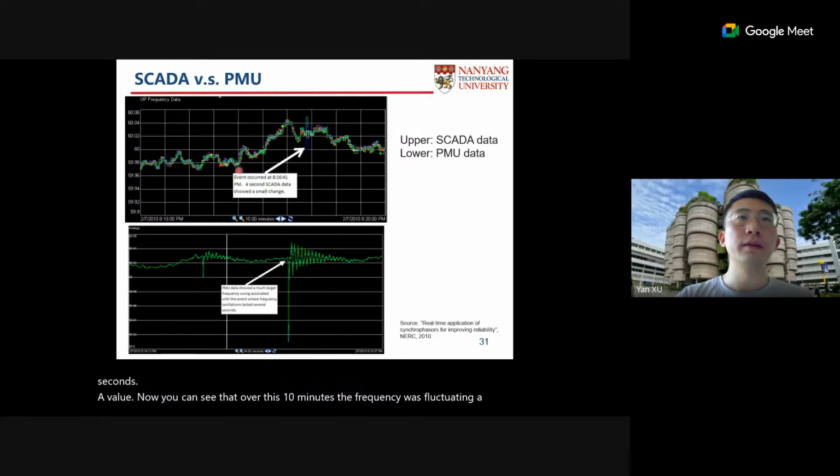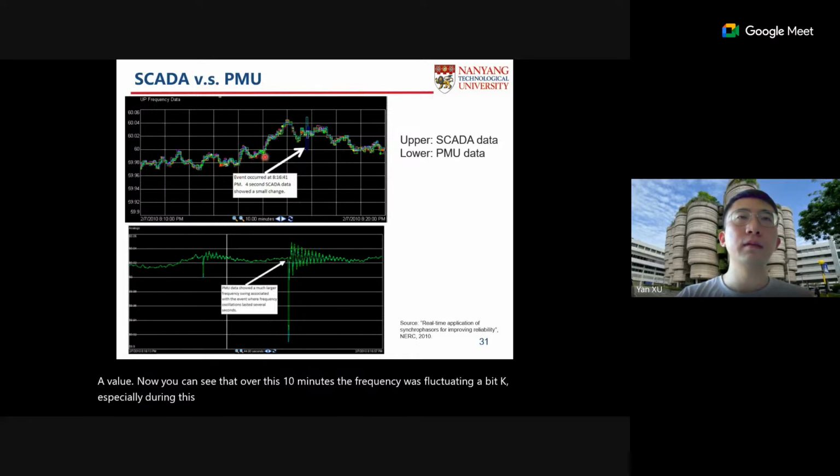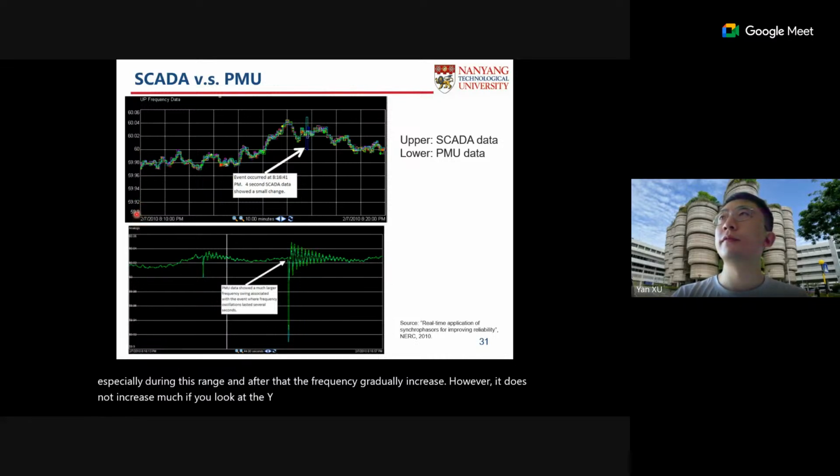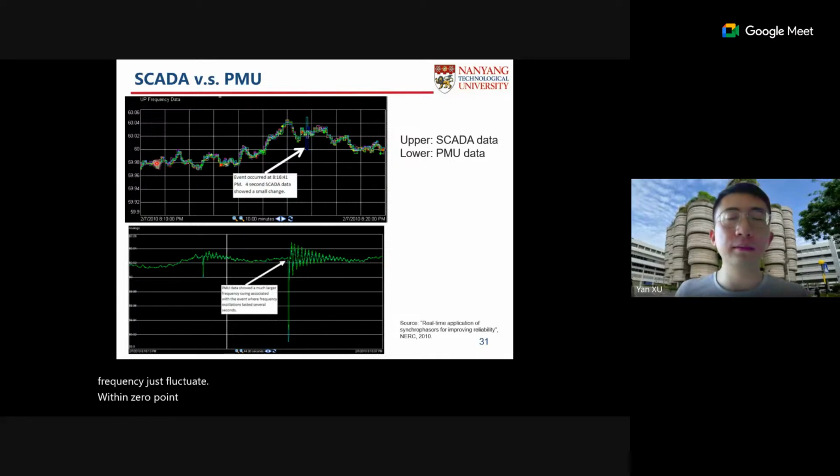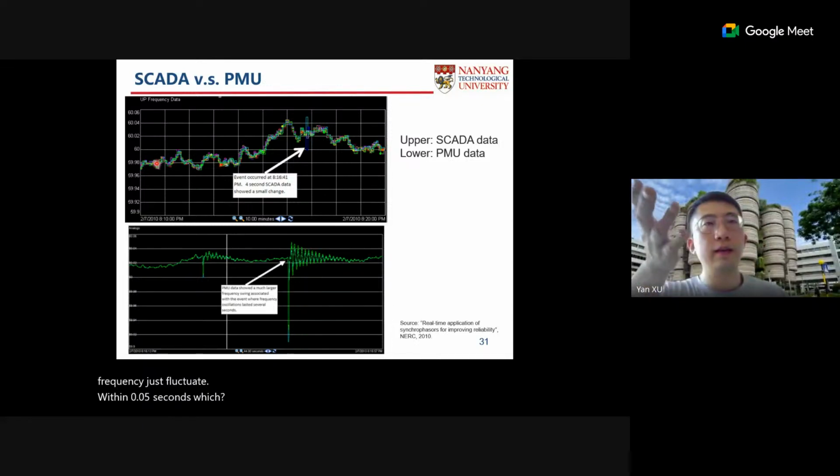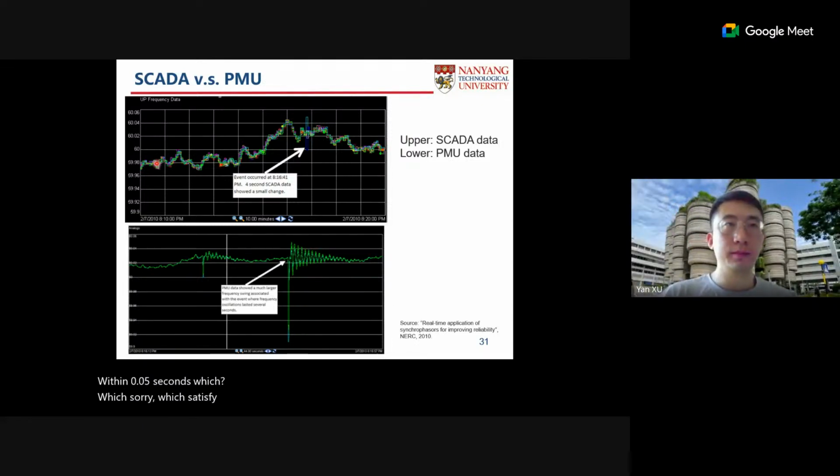Especially during this range. Then after that, the frequency gradually increased. However, it has not increased much. If you look at the y-axis, it ranges from 59.9 to 60.06. So actually, the frequency just fluctuates within 0.05, which satisfies the operation limit. In most of the countries, the frequency variation tolerance is plus minus 0.05 hertz.